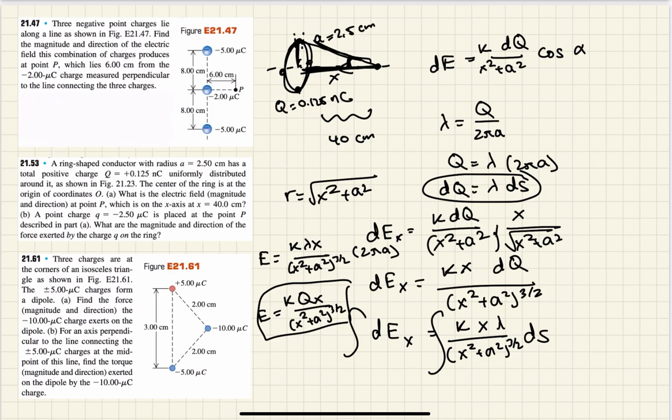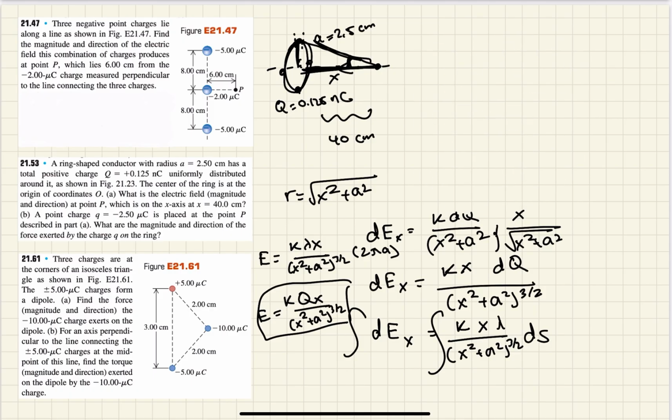I'm going to have to erase a little bit of this up here probably to plug it in. It's asking for electric field is equal to k, which is 8.99 times 10 to the power of 9. Q is 0.125 nanocoulombs, so it's like 0.125 times 10 to the power of negative 9. X is 40 centimeters, so it's 0.4. Over x squared, again x squared plus a squared to the power of 3 halves.